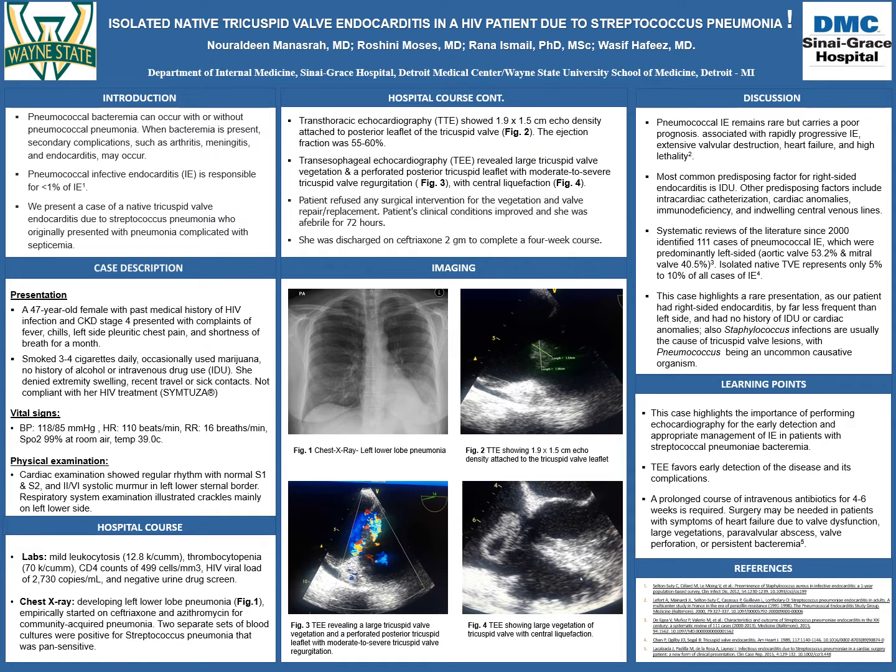Due to concern of infective endocarditis, especially with the pneumococcal pneumonia and bacteremia and a new systolic murmur, transthoracic echo was ordered and it showed a 1.9 by 1.5 cm echo density attached to the tricuspid valve leaflet as we can see in figure 2. For better visualization, transesophageal echo was ordered and it showed a large tricuspid valve vegetation with perforation of the valve associated with moderate to severe tricuspid valve regurgitation as presented in figure 3. Figure 4, transesophageal echo showed a large vegetation of the tricuspid valve with central liquefaction.